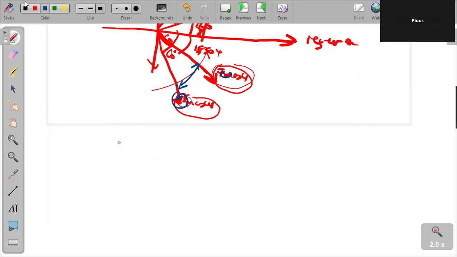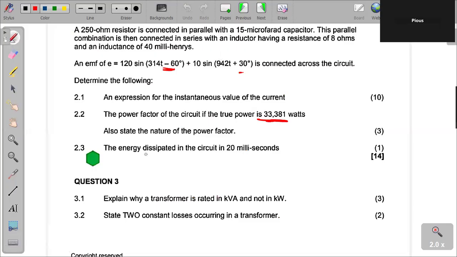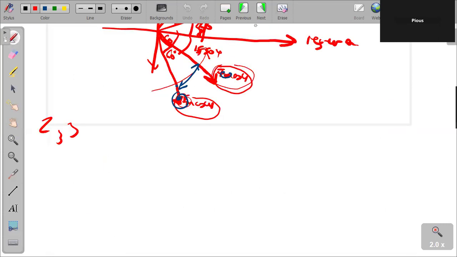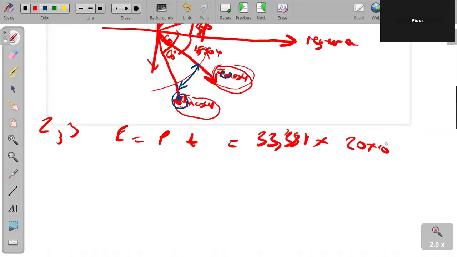Let's go to 2.3. It's saying determine the energy dissipated in the circuit in 20 milliseconds. Energy E is equal to P times T. The power we have been given, 33.381, multiplied by 20 milliseconds, 20 times 10 to the power of negative 3. That is 0.66762, which is 0.668 joules. That's basically our energy there.